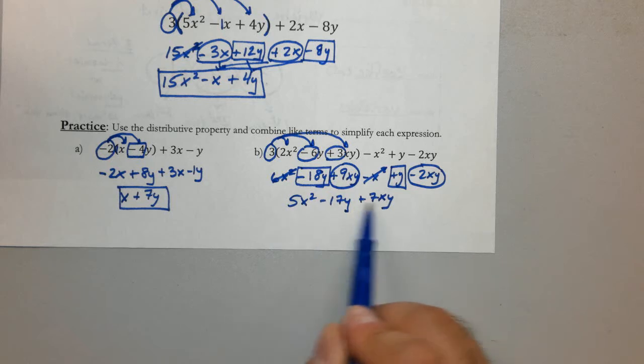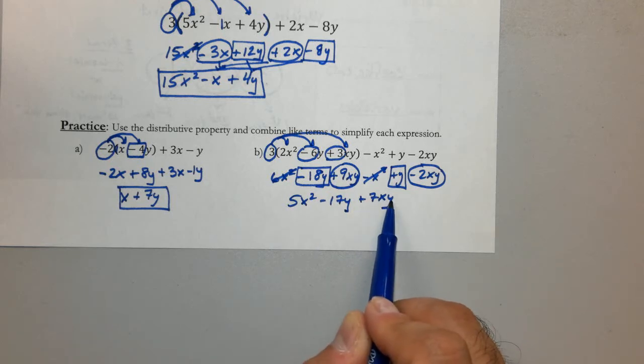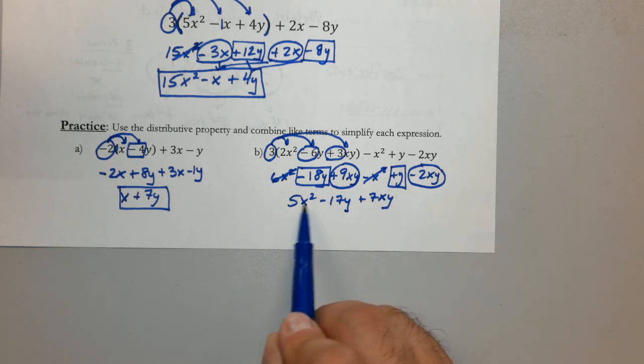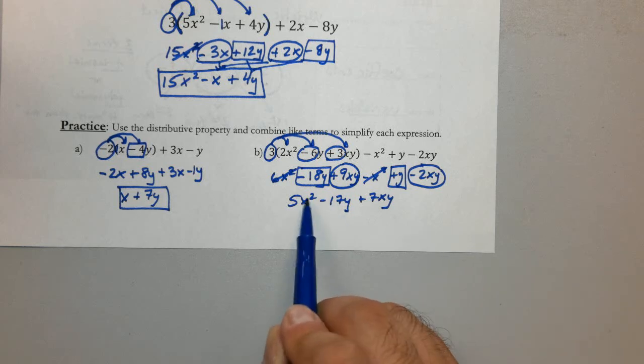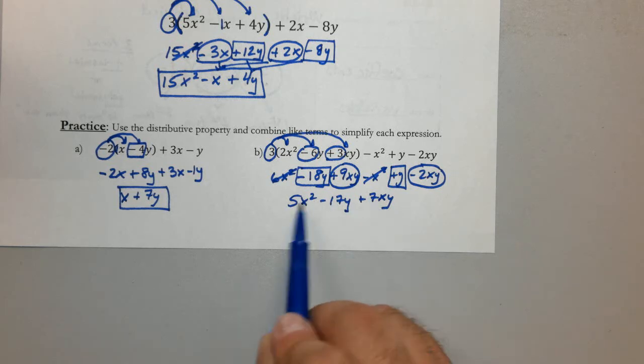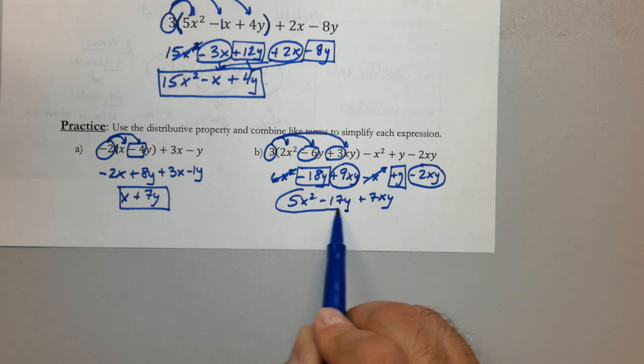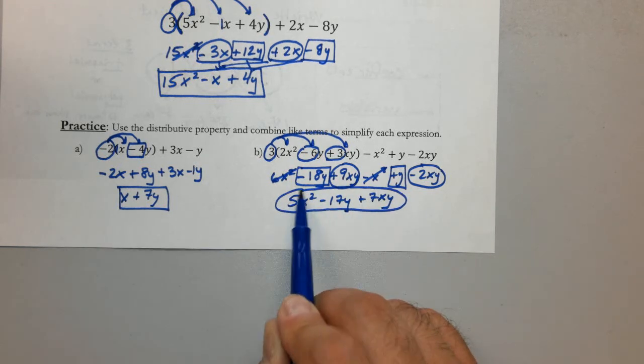You can't combine any of these. Even though this has both x's and y's, none of these have both an x and y. You know, this is an x squared, and that's a y. So they're all different. They're all unique, so you're done. You've combined everything that's similar. And that's it.